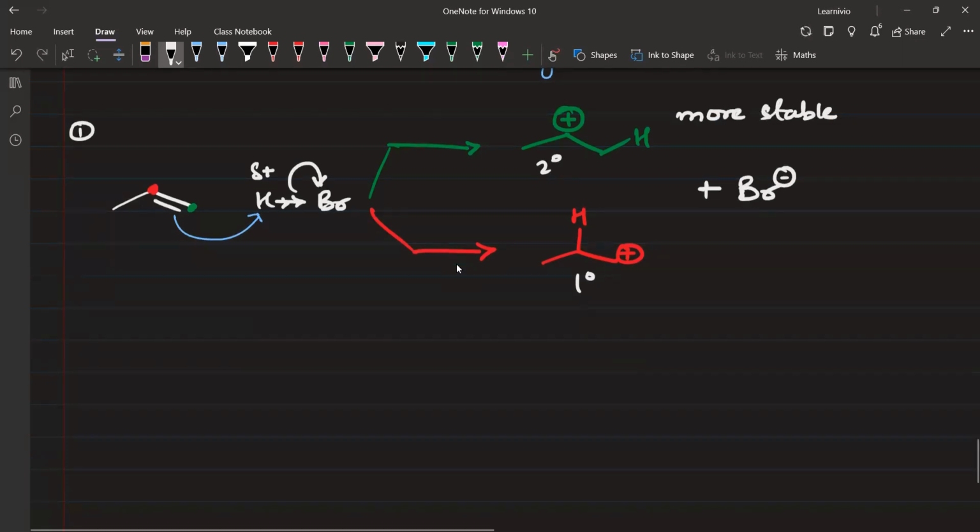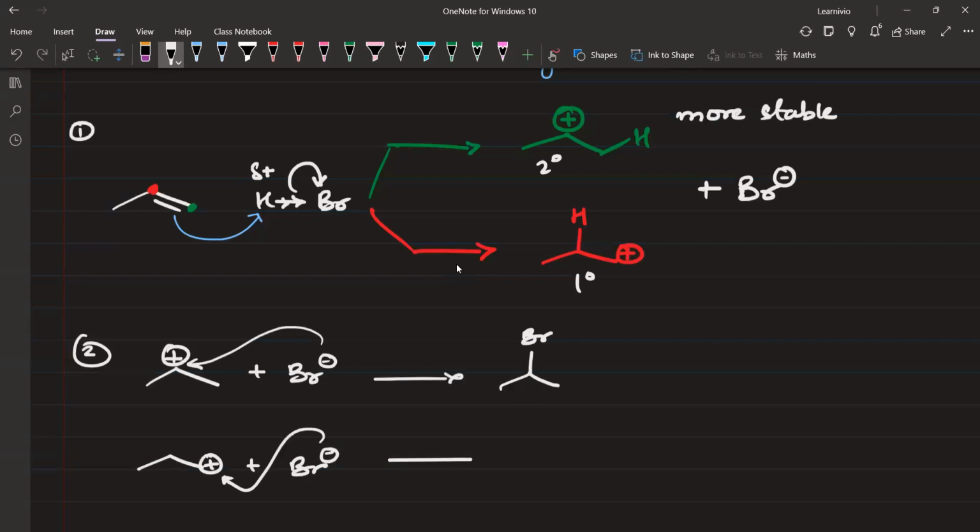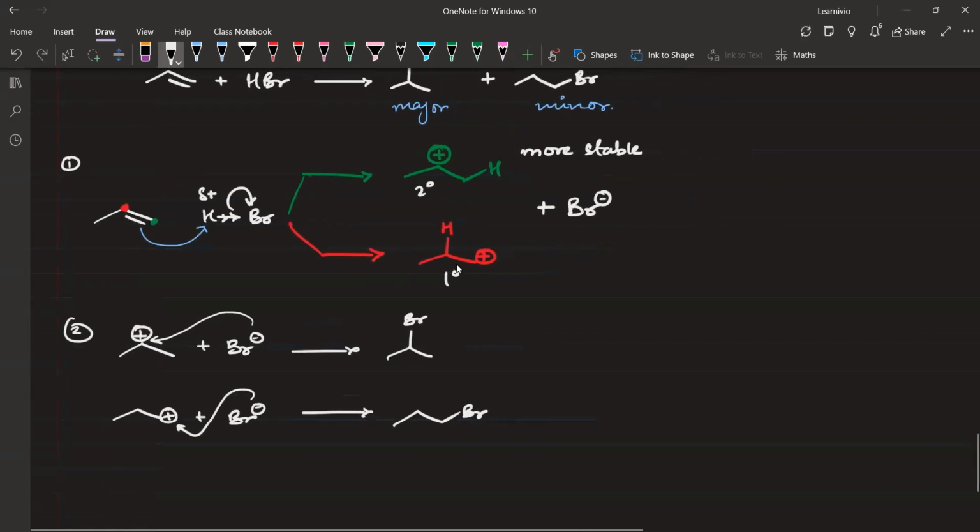So दूसरा reaction क्या होगा हमारे पास? दूसरा step में होगा positive charge plus Br negative. Br negative will attack onto this carbon atom and we will get Br like this. And if I take this one, the positive charge here plus Br negative, the attack will be a similar pathway. And we will get Br in this carbon atom like this. Okay, this is the mechanism for Markovnikov's addition. Please copy this.